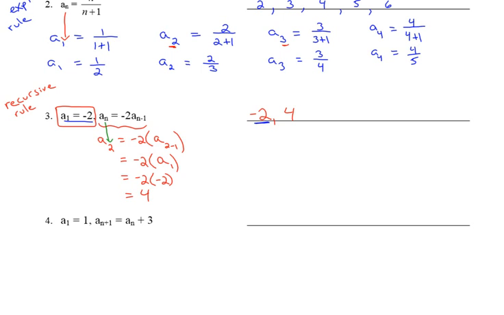Now this time I need the third number in the sequence. So now I need A sub 3. That means that my n is 3. So everywhere I see an n in the formula, I'm going to substitute a 3.